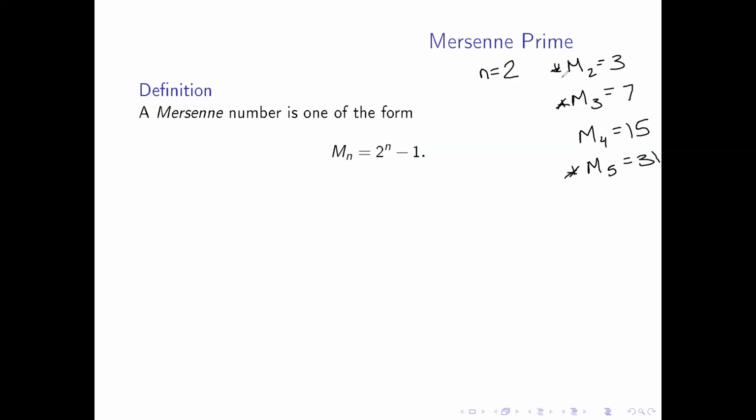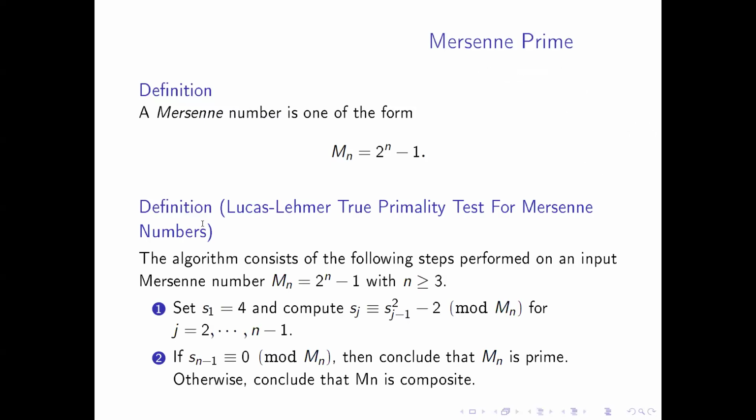And that is awesome. So Mersenne numbers give us a number of prime values. Great. But what can I do with that? Well, what we can do with that is what's called the Lucas-Lehmer true primality test for Mersenne numbers. First off, I need a number that's already in the form 2 to the n minus 1. How do you know if a number is in that form?